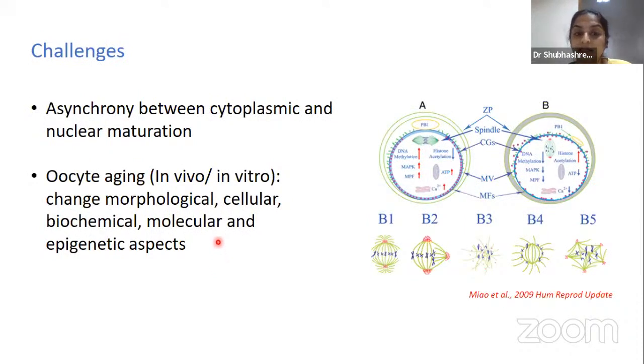Because there might be asynchrony between the cytoplasmic and nuclear maturation. So the question is whether the nuclear matured oocyte is really a matured oocyte or not. And also one more aspect is oocyte aging. There might be in vivo aging or in vitro aging. This process may change the morphological, cellular, biochemical, molecular, even the epigenetic aspects of the human oocyte. So we have to be very careful. We cannot just consider nuclear maturity as a single marker of oocyte quality.